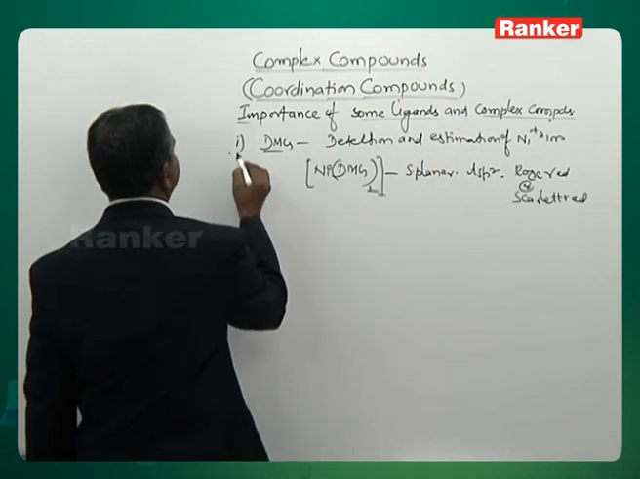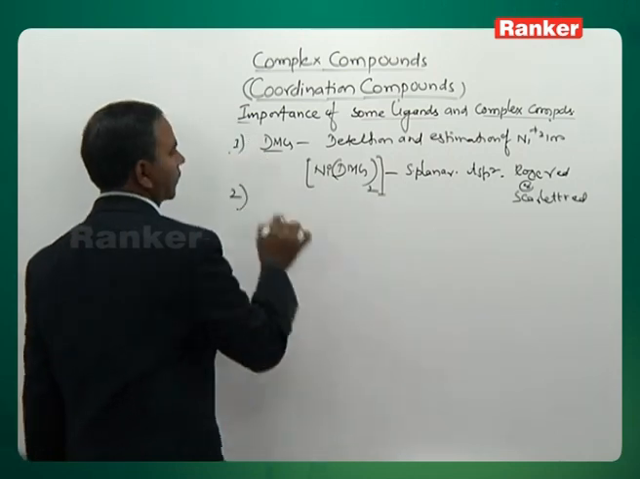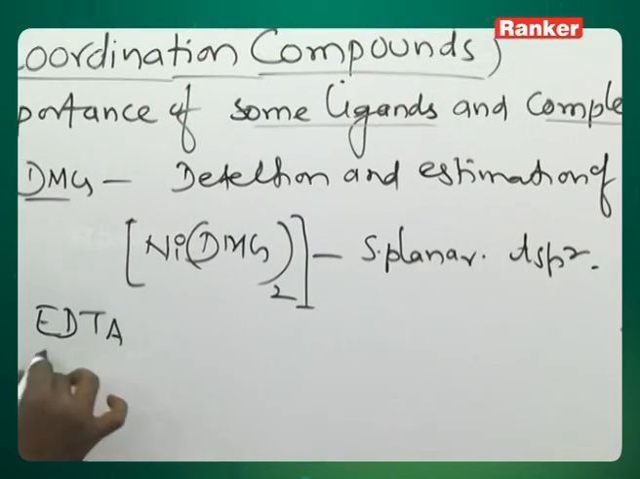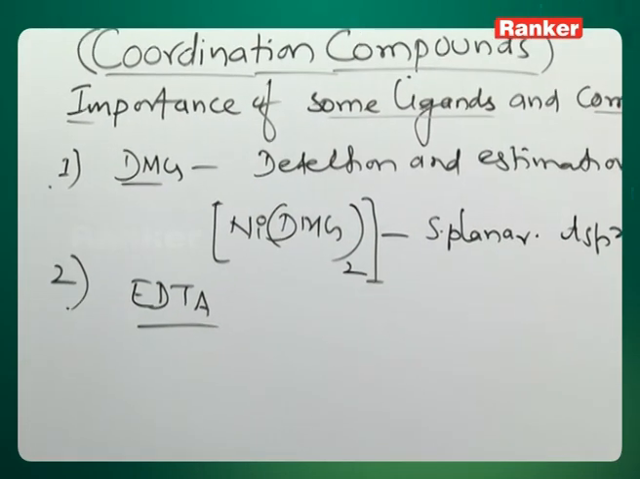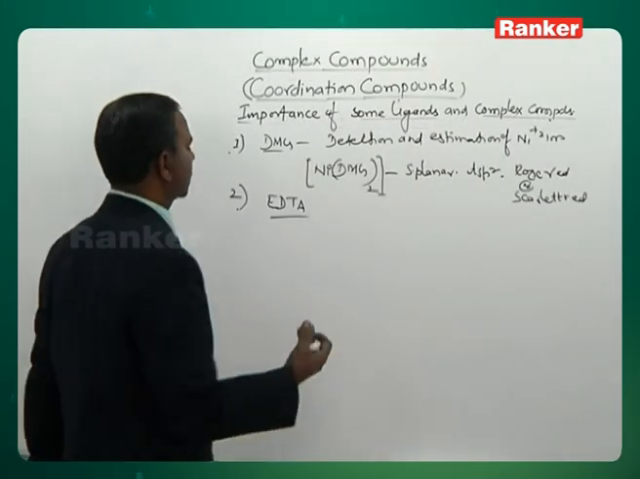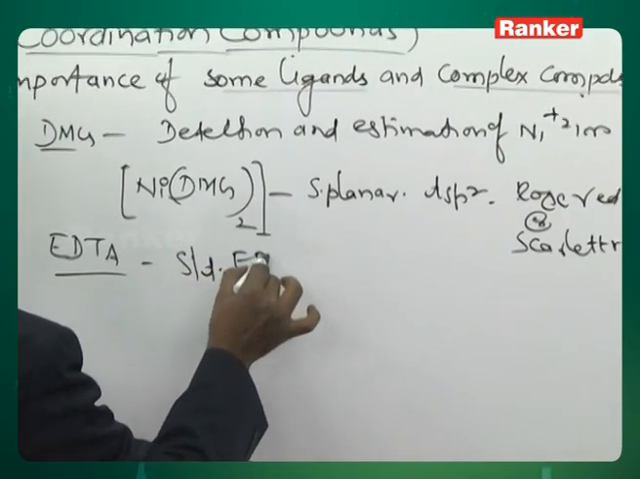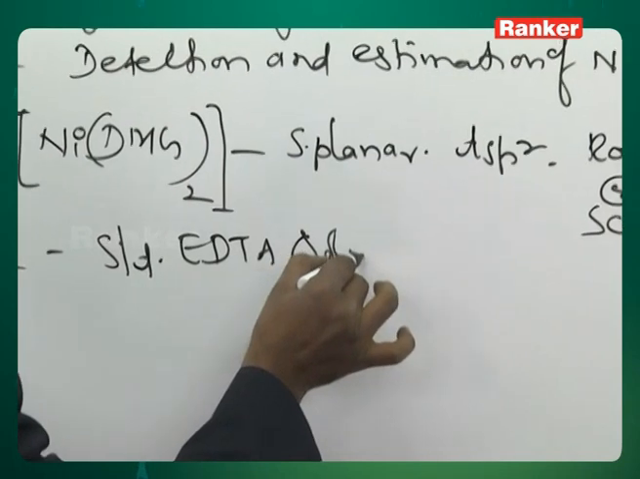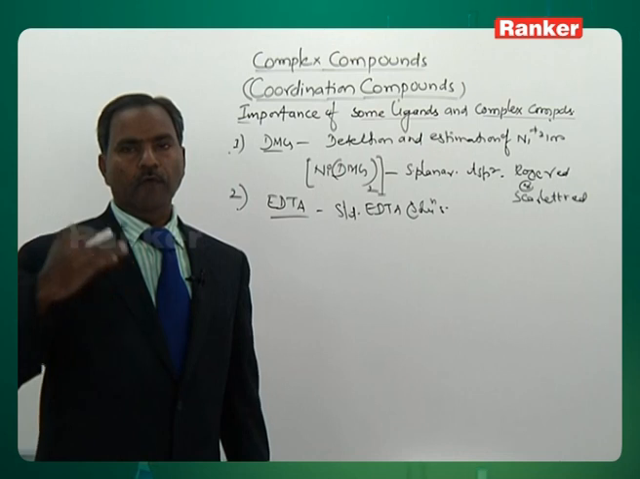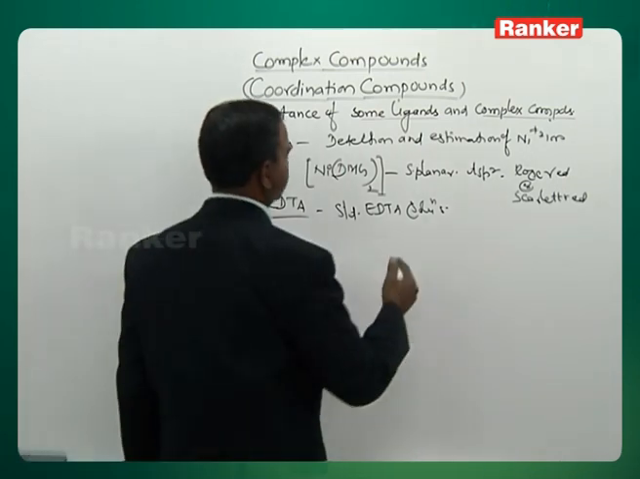Coming to the second one. Consider EDTA. It's a very important ligand. For many purposes we use this; after DMG, next the EDTA ligand. Standard EDTA solutions are generally used in the volumetric estimation of calcium 2+ and Mg 2+.